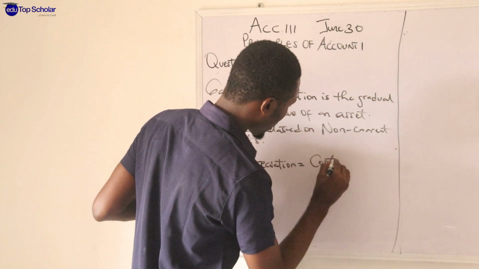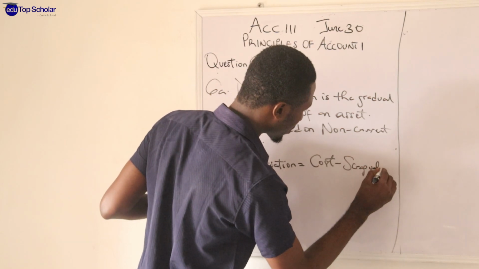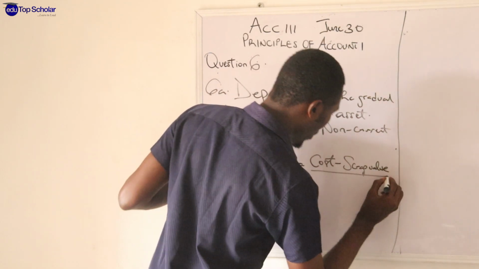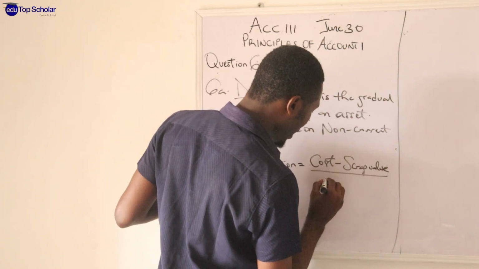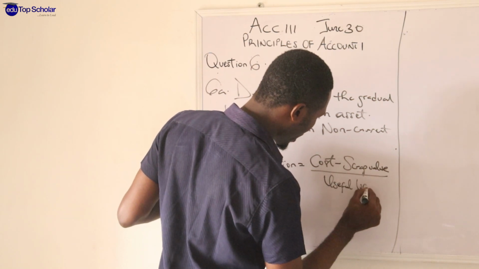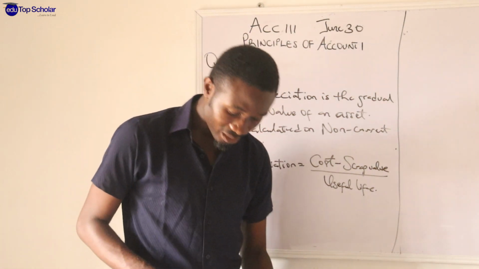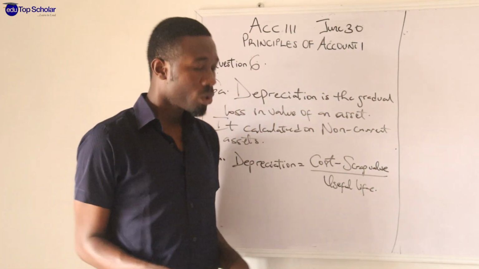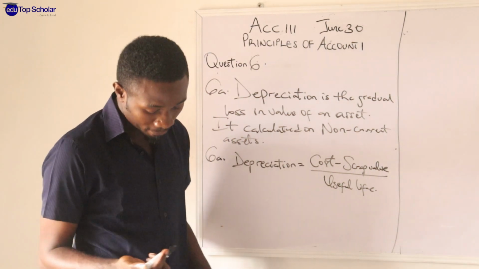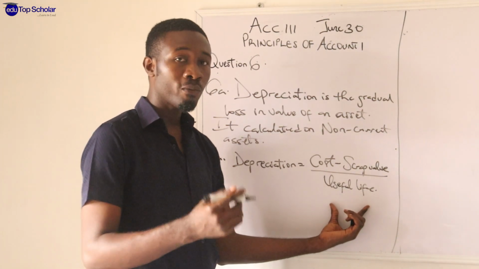Cost minus scrap value. This scrap value can also be called residual value, divided by estimated useful life. So this is the formula. So they ask you to calculate for 5 years the depreciation on that plant machinery. And they ask you to also show the net book value for every year. So first of all, you can calculate what will be the depreciation for every year.